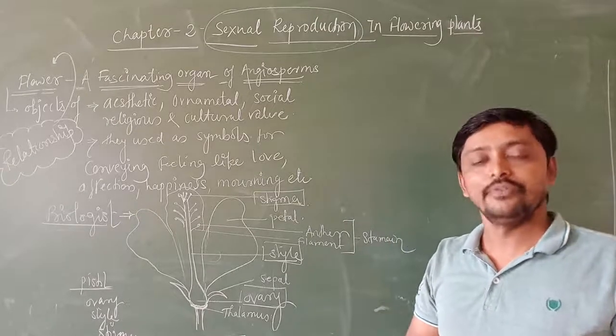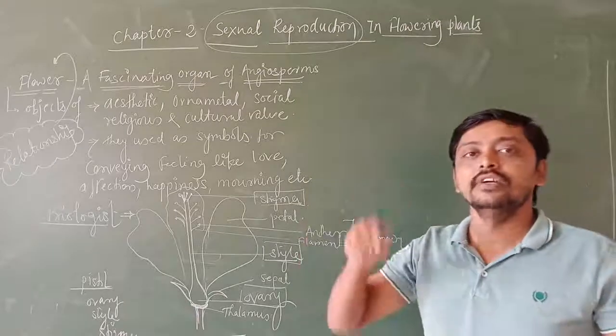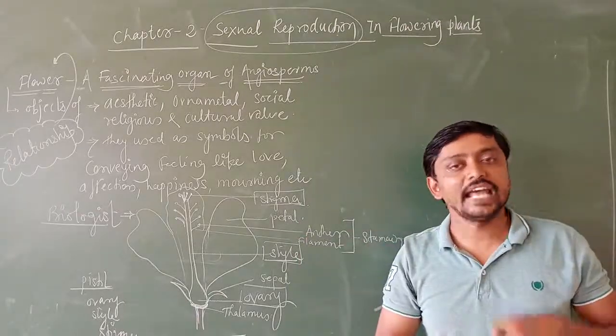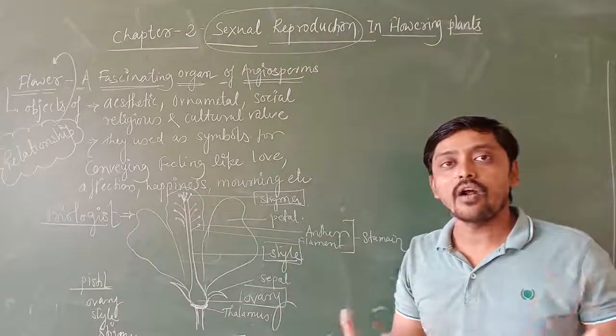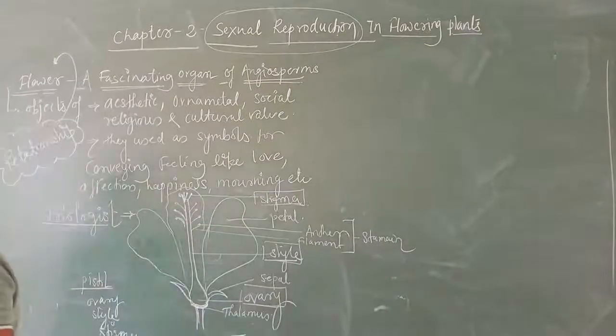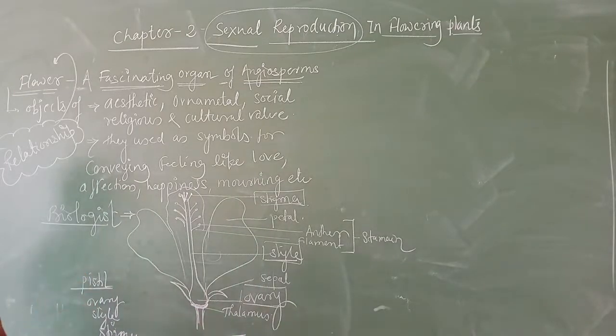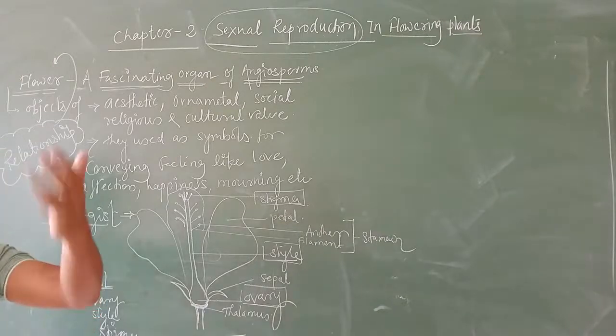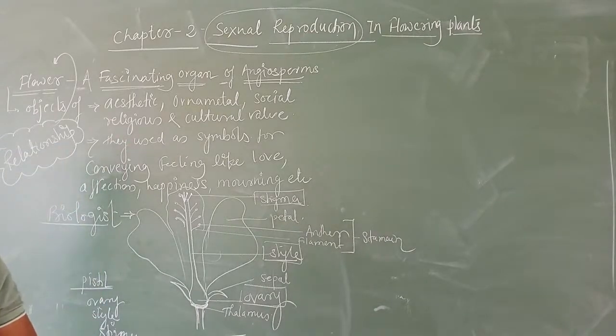Apart from this, when we see the flower from the view of biology or life science, what do biologists see in a flower? It is the main reproductive organ, and the flower consists of different parts, like the accessory parts of the flower and the reproductive parts of the flower. We study these in the morphology of flowering plants.